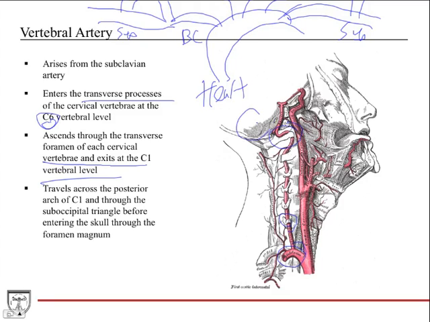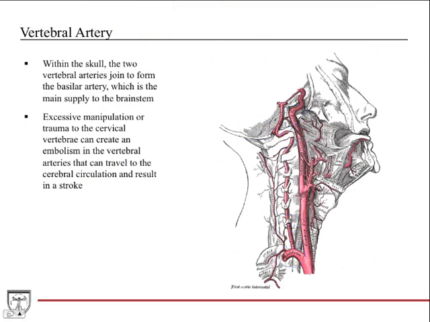which is this region just below the occipital bone, and then through the foramen magnum, which is this structure here. It's the opening in the inferior portion of the skull that allows the spinal cord to exit from the brain and enter the spinal column. So it travels through that foramen magnum into the skull.